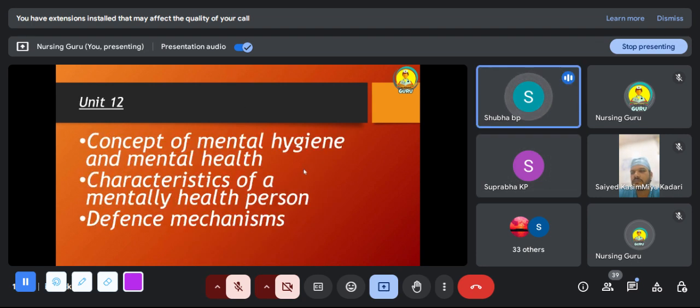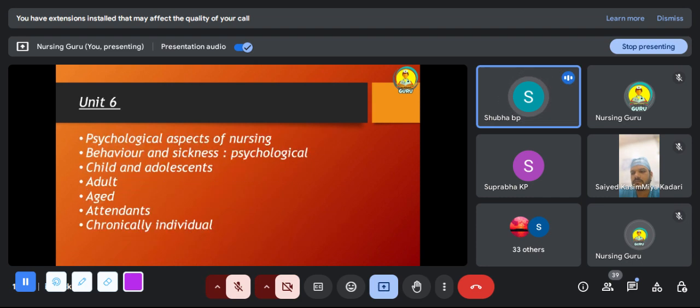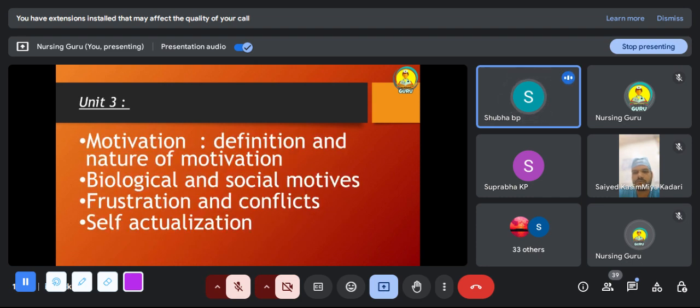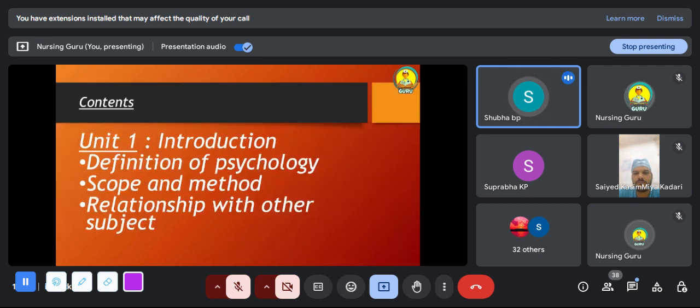So, in unit one, you are going to study the introduction. Why do you need to study psychology? What is the importance of psychology? What are the scopes and what is the method of psychology? Those things you will study in unit one.